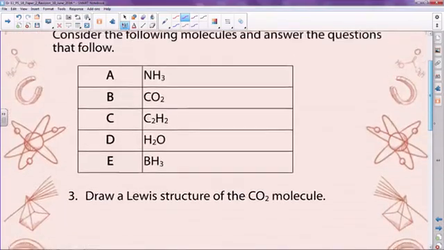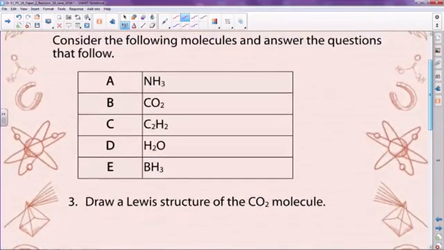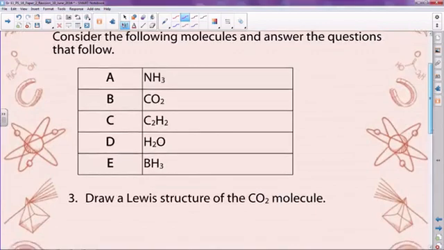So now, this we can do. You should be able to. I've drawn a whole lot of Lewis structures. Okay, so we're going to do this one together. I want you to draw a Lewis structure of the CO2 molecule. In fact, I drew it for you earlier. Carbon, 4 bonds. Oxygen, they form 2 bonds each. It is a linear molecule.